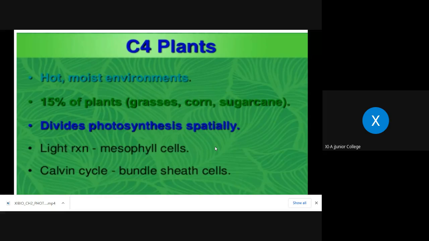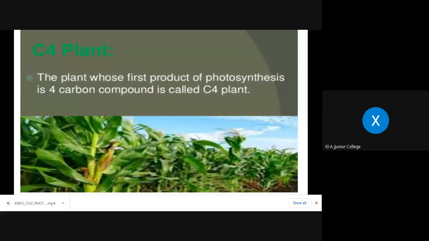Now, what are mesophyll cells and what are bundle sheath cells? When you come to know the anatomy, that is the internal structure of the leaf, you will understand it. Before that, let me tell you what these plants are special for. Plants whose first product of photosynthesis is a 4-carbon compound are called C4 plants.